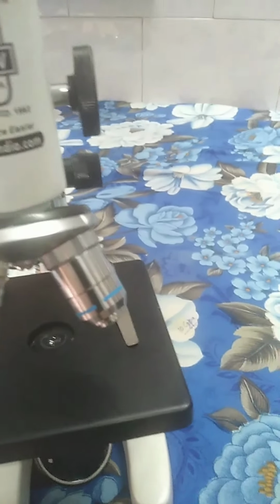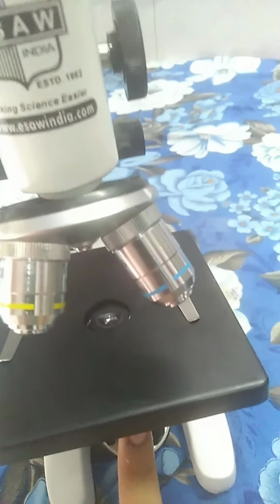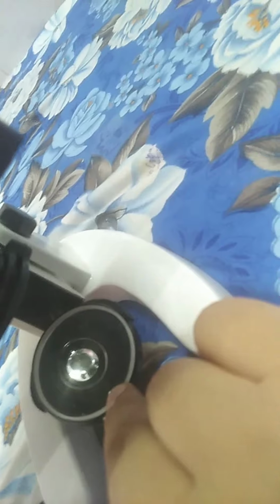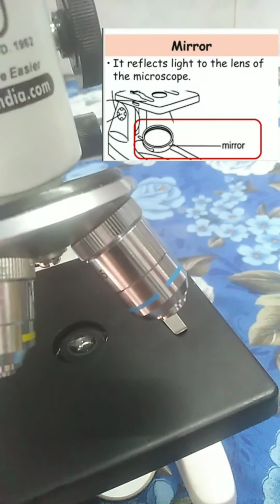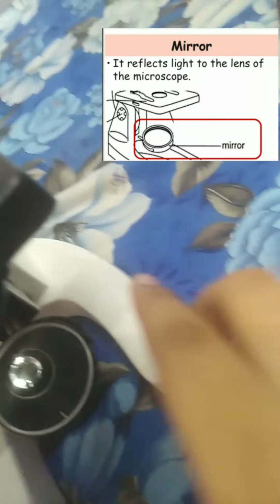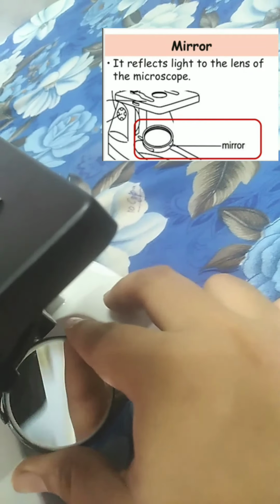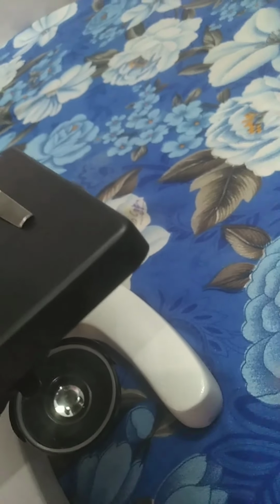Diaphragm, okay. Now let's talk about the diaphragm. What is the function of this portion? If you can see this one, the diaphragm controls the amount of light which is entering after reflection from this mirror. It basically controls the intensity or amount of light, so that we can see a good image over here. Now the mirror basically reflects the light to the lens of the microscope, so here it is for the reflection.